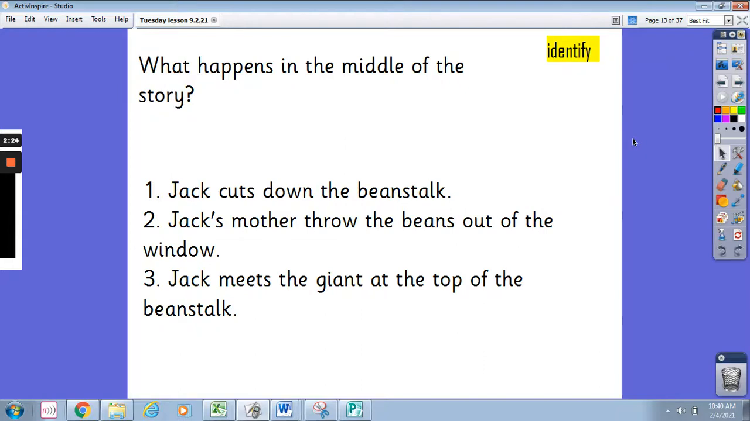What happens in the middle of our story? Is it that Jack cuts down the beanstalk? Is it that Jack's mother throws the beans out of the window? Or is it that Jack meets the giant at the top of the beanstalk? Pause the video and write down which one it is. Fantastic. It's when Jack meets the giant at the top of the beanstalk.